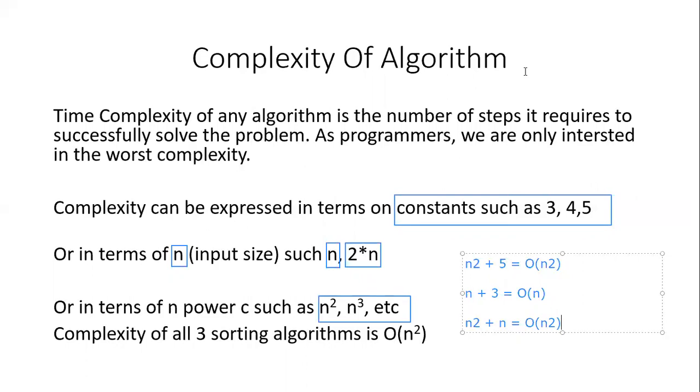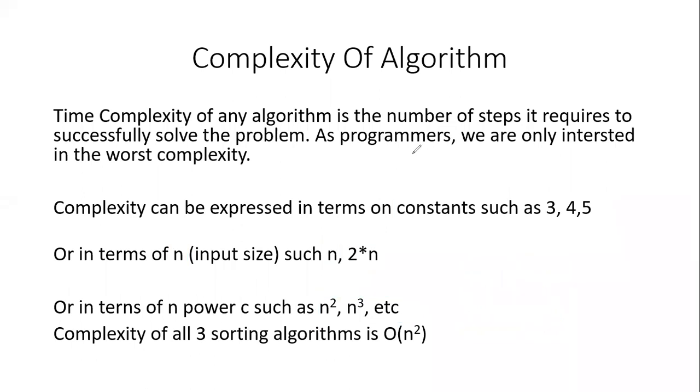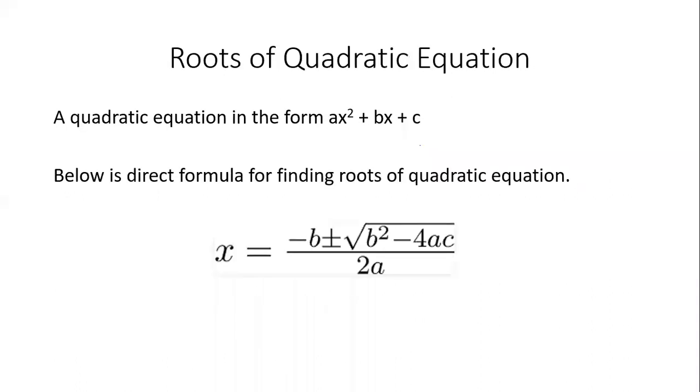The complexity of all the 3 algorithms is big O n square. So what is the time complexity of bubble sort, insertion sort, and selection sort? It is n square. So I hope it is clear to you. Now we move towards the next topic, and the next topic is finding the roots of a quadratic equation.